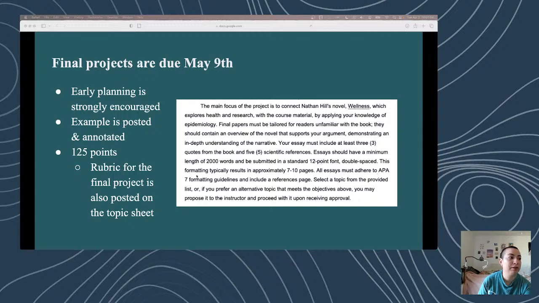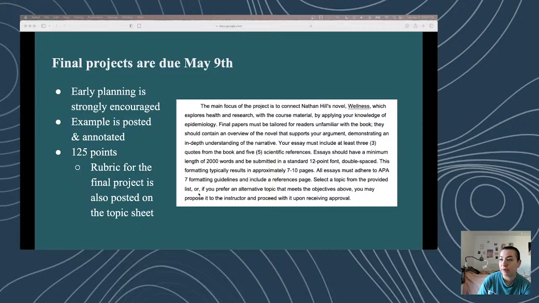All essays must adhere to APA 7 formatting guidelines and include a references page. See my example for what I want. I want some in-text citations. I do want a title page. And I do want a reference page. And I want double spacing, like I said.